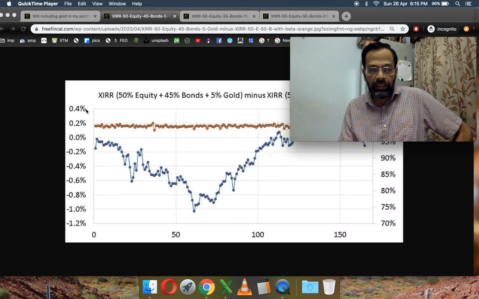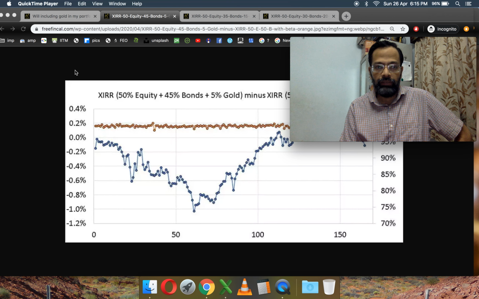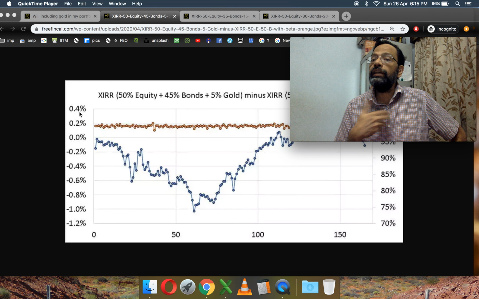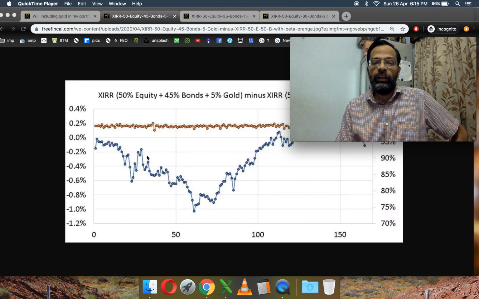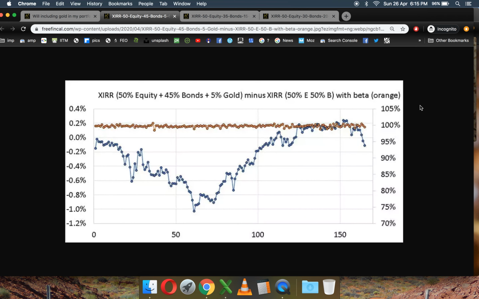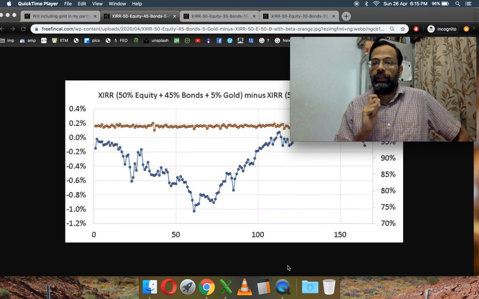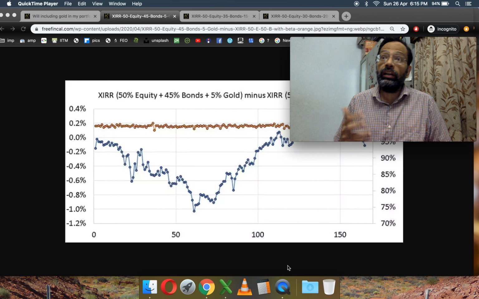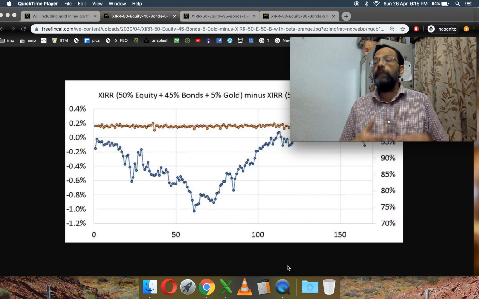And what you see here is the excess return by including gold. So if this number is positive, it is an additional return. If the number is negative, it's a loss by including gold. And on the right side, you have the beta, that is the relative volatility. So if I include gold and the beta becomes 90%, then it means the volatility has gone down 10% by adding gold. If I include gold and the beta becomes 110%, it means the portfolio becomes 10% more volatile.